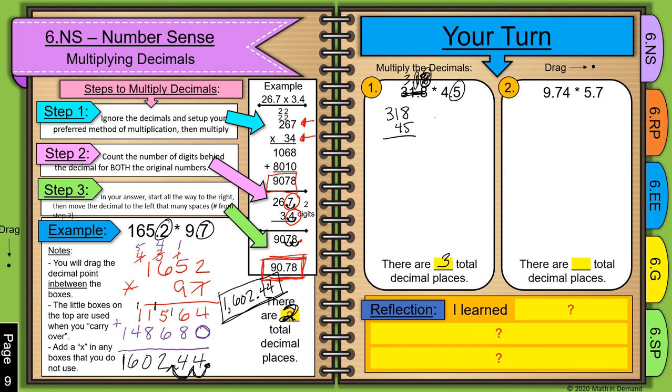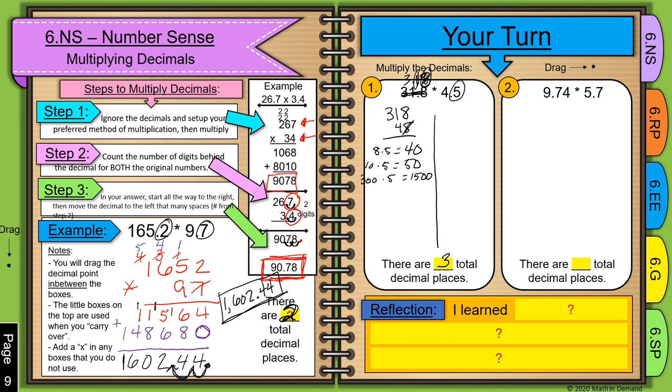And I'm going to set it up as partial products so you can see how we can do both. So here I have 8 times 5, and that gives me 40. 10 times 5, and that gives me 50. 300 times 5, and that gives me, so 3 times 5 is 15. Add those 2 zeros to the end, so that's 1,500.